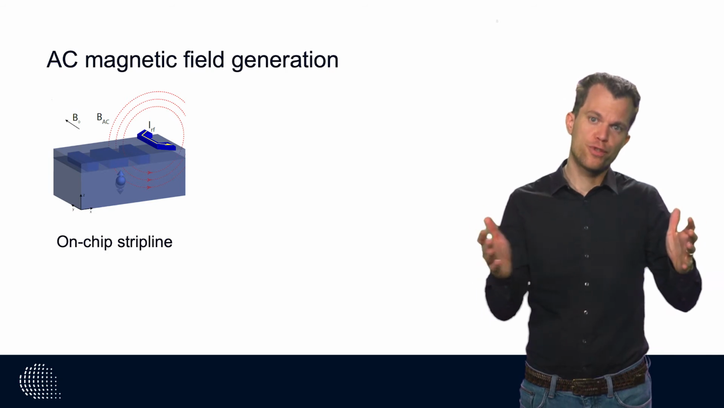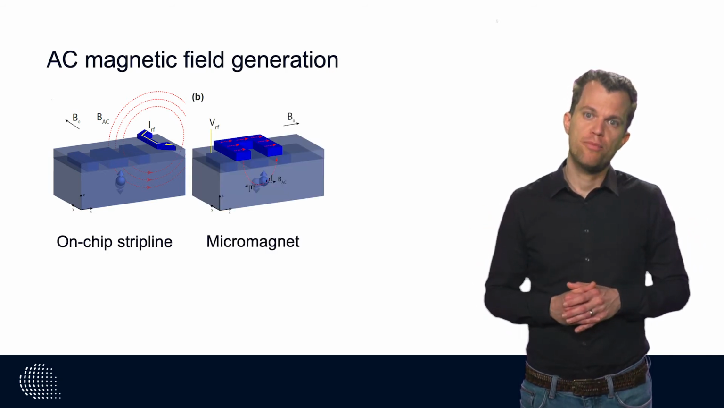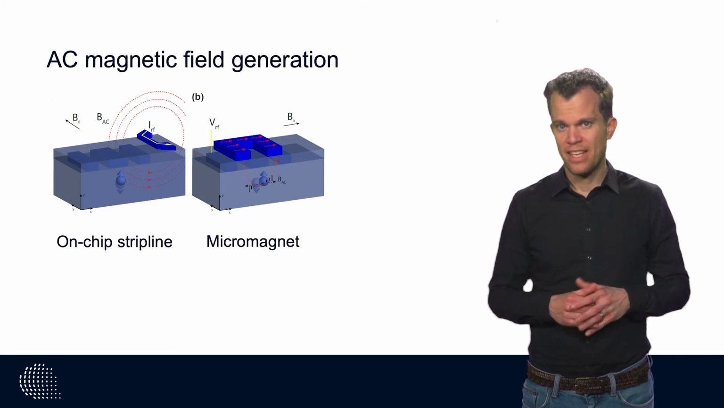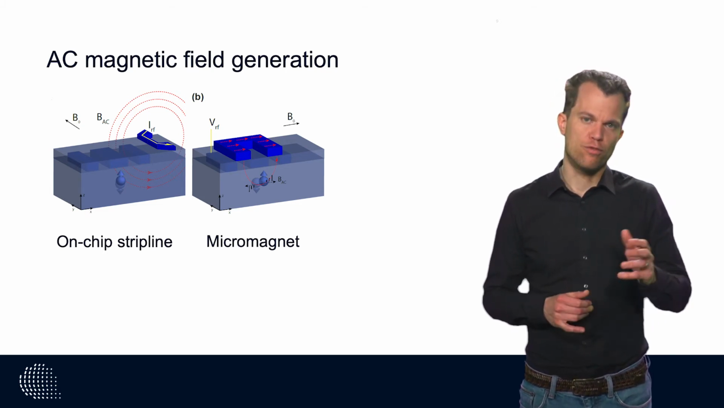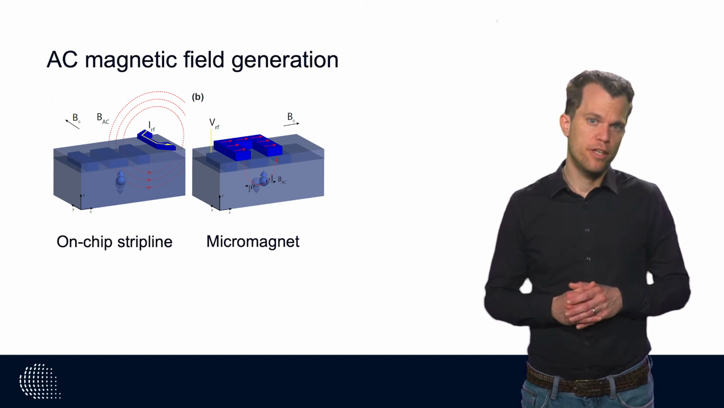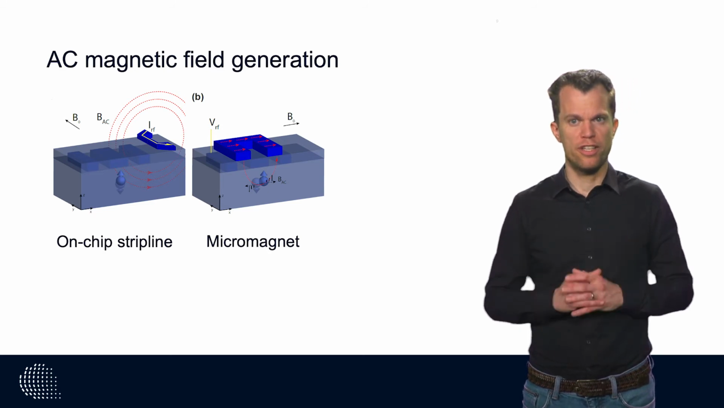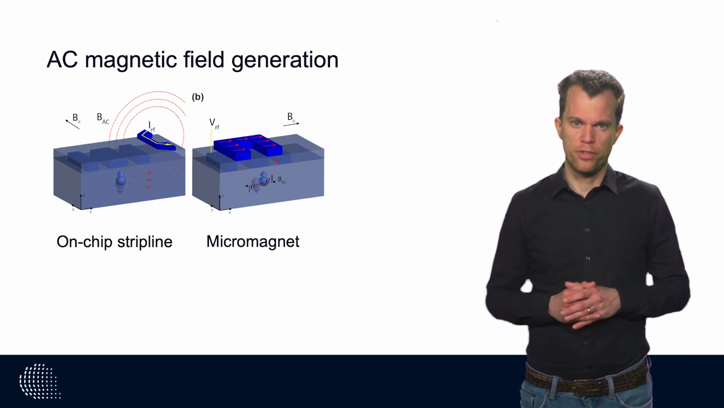While a current through a strip line will generate an AC magnetic field that can be used to drive single qubit operations, it is not very efficient, and Rabi frequencies are typically of the order of a few megahertz. The energy needed to drive is not very local, but fortunately there are other methods for qubit operation.